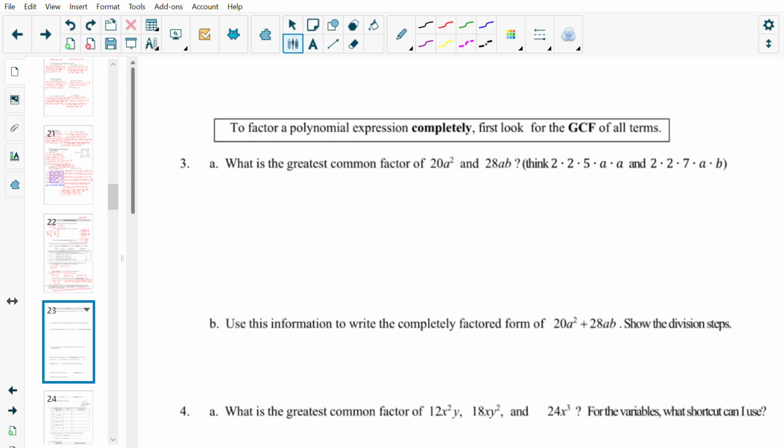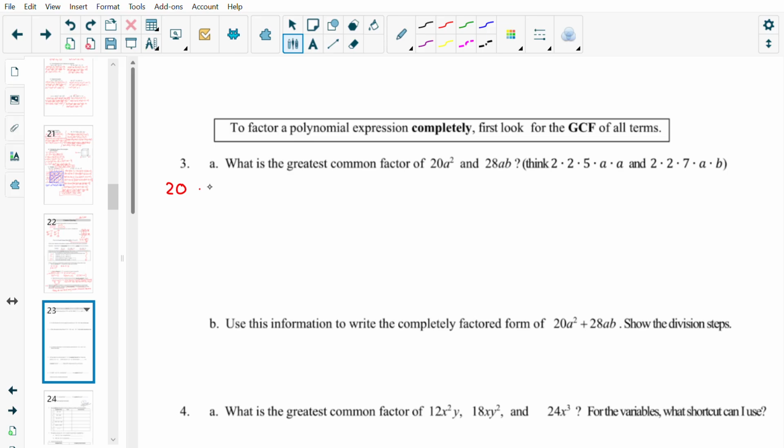To factor a polynomial expression completely, first look for the GCF of all terms, the greatest common factor. Let's do a polynomial, this time a monomial. Remember our example before was 20 and 28. Now let's throw some variables in there. What is the greatest common factor of 20a squared and 28ab?